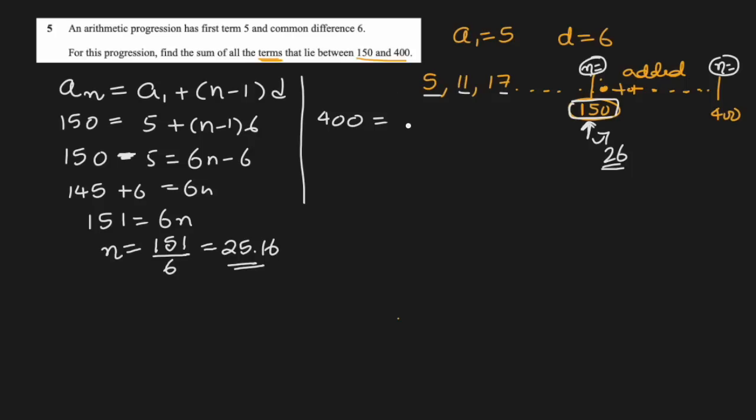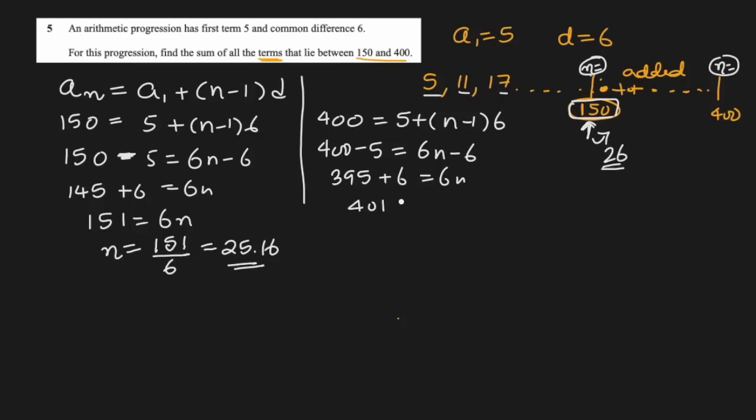So we have to start from 26th. What about 400? Let's do the same thing here also. 5 plus n minus 1 times 6. 400 minus 5 equal to 6n minus 6. Then 395 plus 6 equal to 6n. 401 equal to 6n. So n comes out to be 400 divided by 6, which will be 6 times 6 is 36, 66 point maybe 66. Okay, that means 66th term is just before 400.